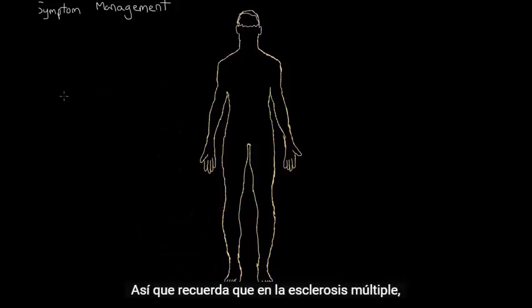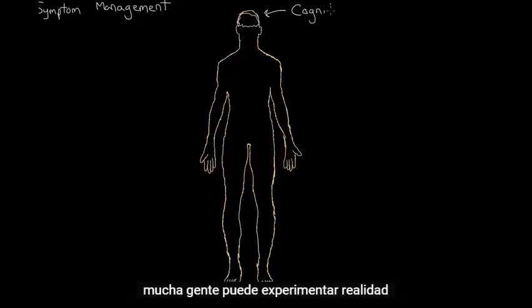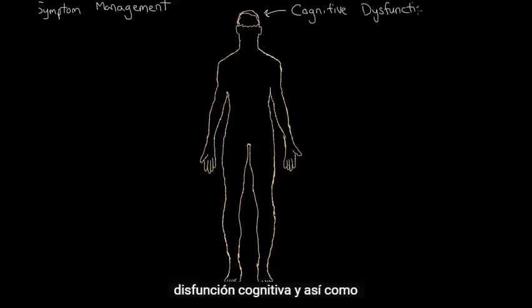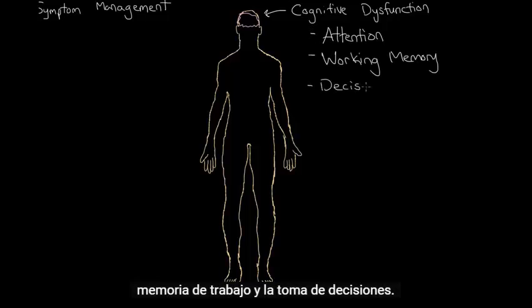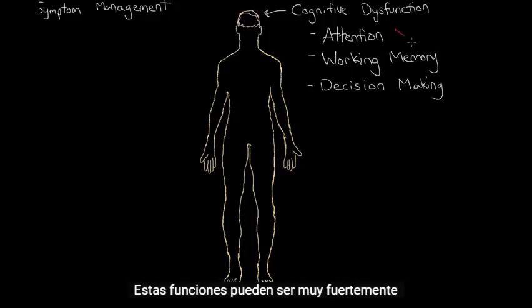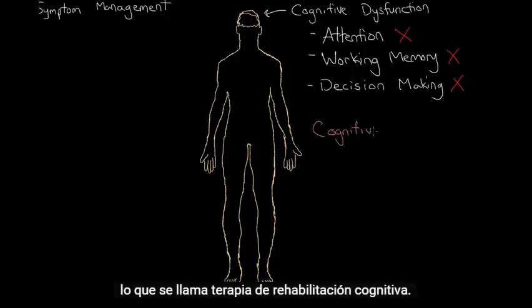So remember that in multiple sclerosis, a lot of people may actually experience cognitive dysfunction. And just as a brief review, remember that cognition includes functions like attention, working memory, and decision-making. These functions can be pretty heavily impaired in multiple sclerosis. And this can be really problematic because cognitive dysfunction is really one of the major reasons why people have to leave their jobs. So how can we address this? Well, we can have the person undergo what's called cognitive rehabilitation therapy.